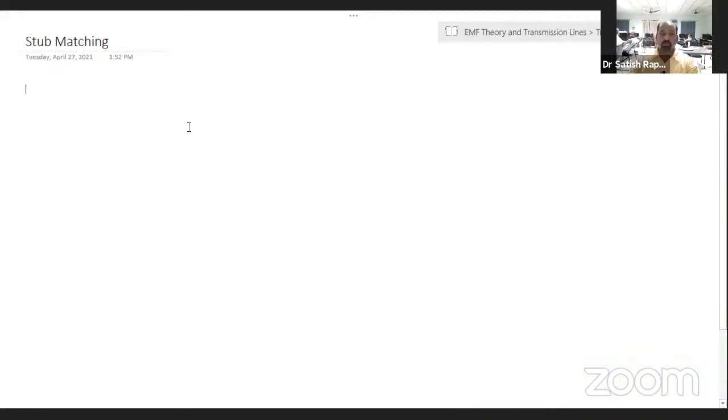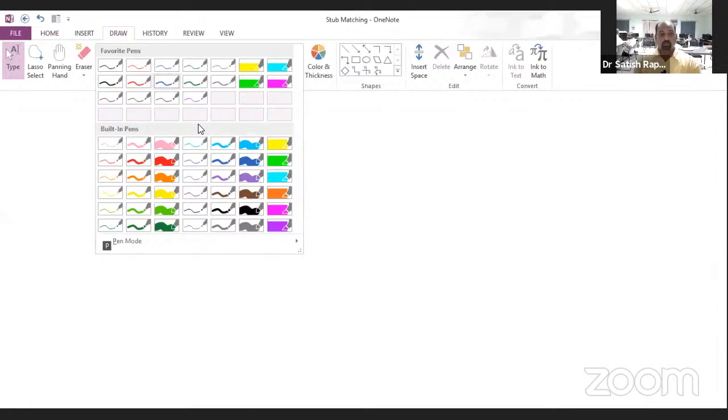So let me switch over to the new topic today, that is stub matching. Stub matching is an impedance matching technique, one of the impedance matching techniques. And stub matching is of two types. Before going to the types of stub matching, let me define what stub matching is.